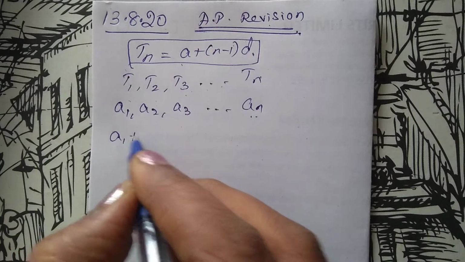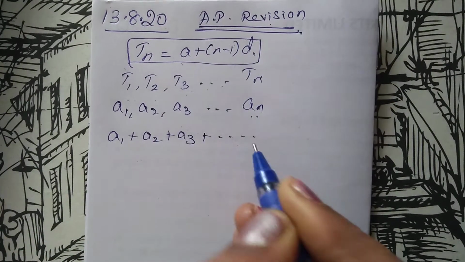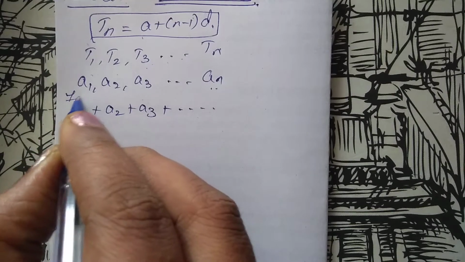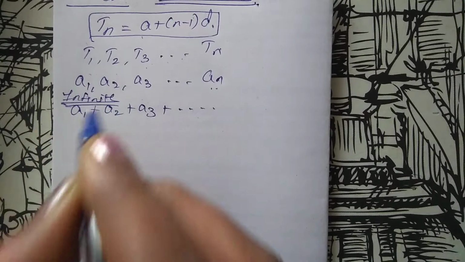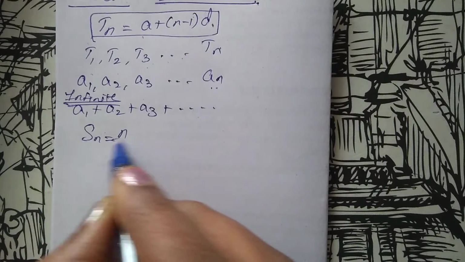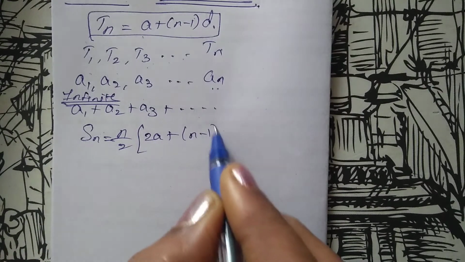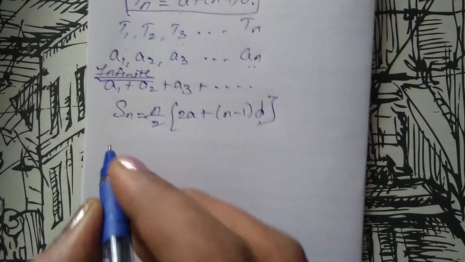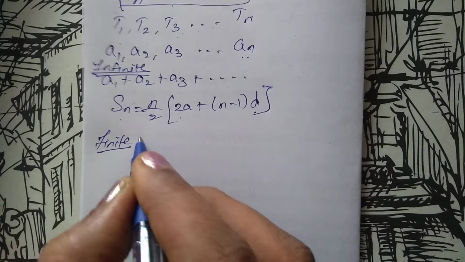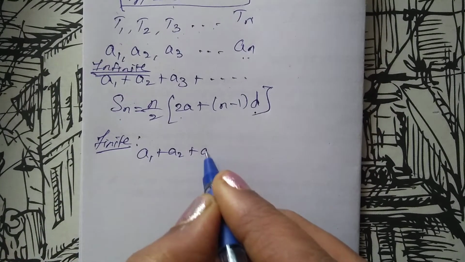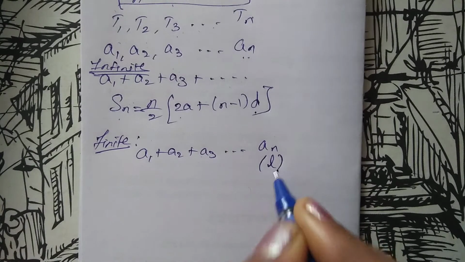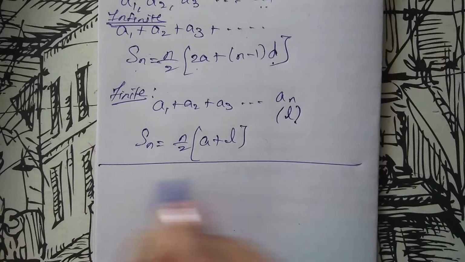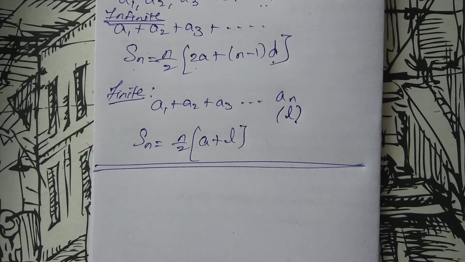Then we can find the sum of the arithmetic progression. So for the sum, we have two parts: one is the infinite series, another one is the finite series. When you have a finite series, we say Sn is n by 2 into 2a plus n minus 1 into d. Sum of n terms is n by 2 into 2a plus n minus 1 into d. If it is a finite series, we have to find a1, a2, a3 up to the last term an, L it is. So Sn will become n by 2 into a plus L. So using all this concept, let us start doing the sums.